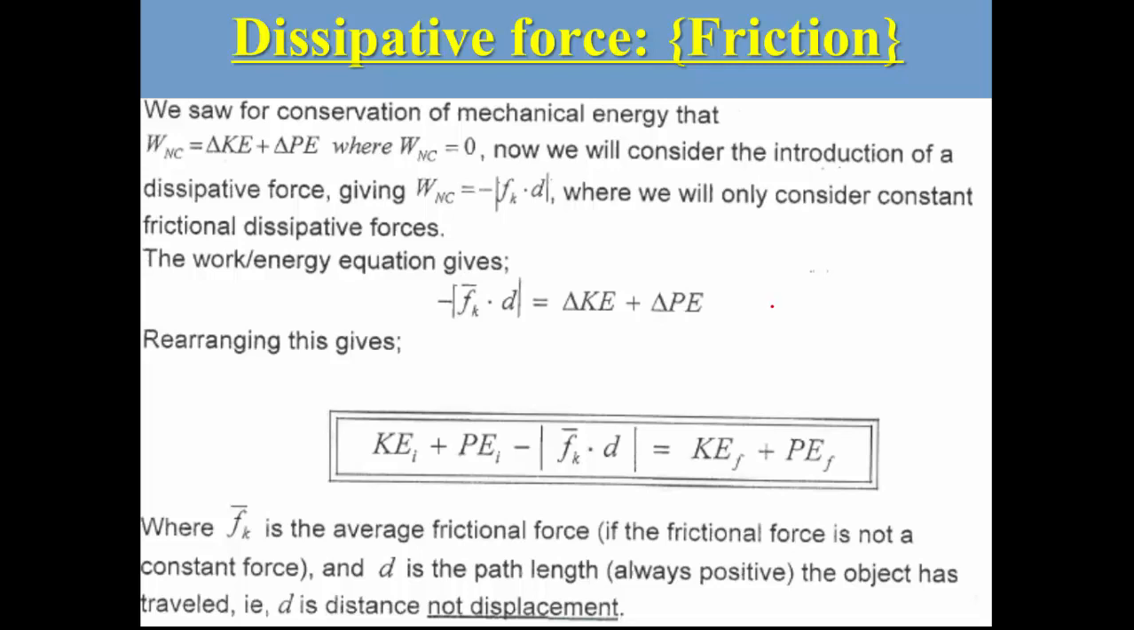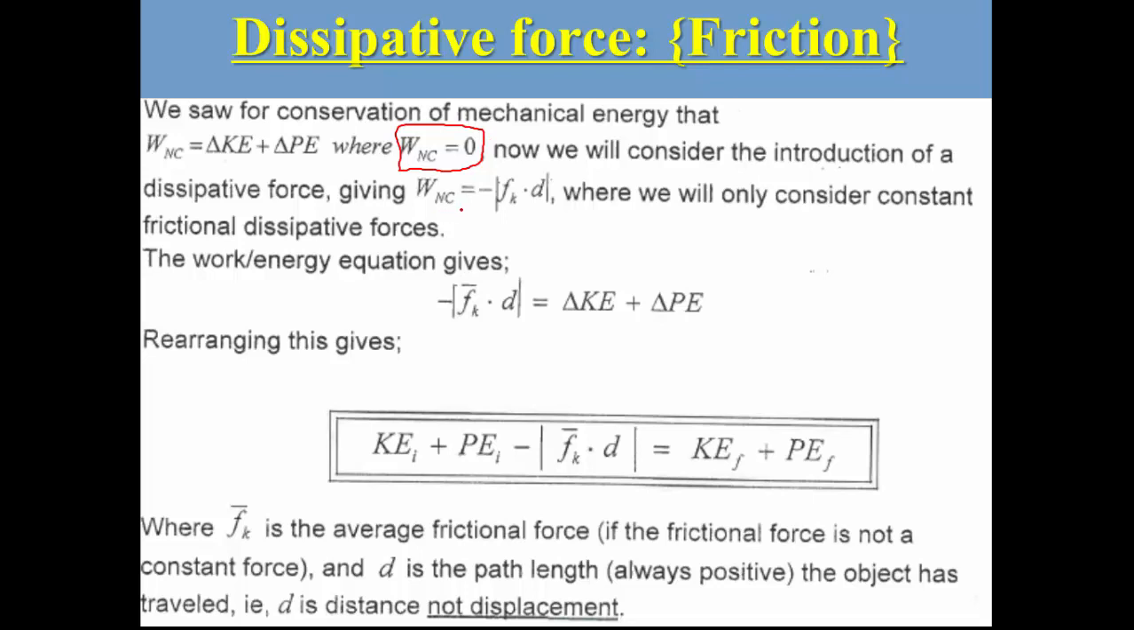Hello everyone, this video will talk about systems that include dissipative force and how that affects the total mechanical energy. In the previous section we learned that when the non-conservative force applied on a system is equal to zero, the total mechanical energy would be conserved, meaning that the total mechanical energy at any moment will be constant.